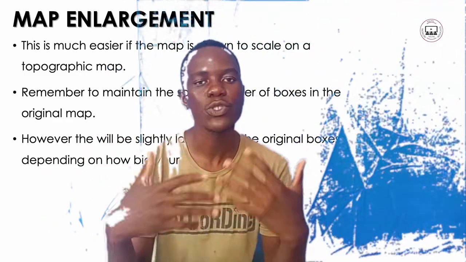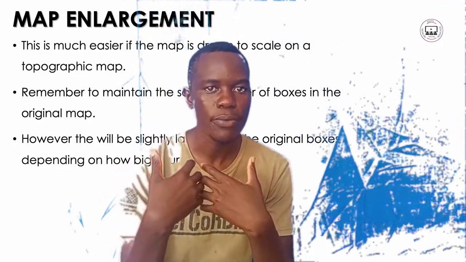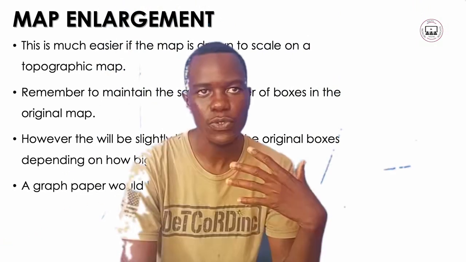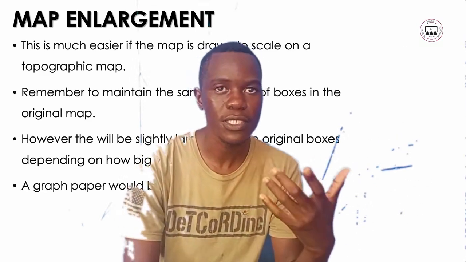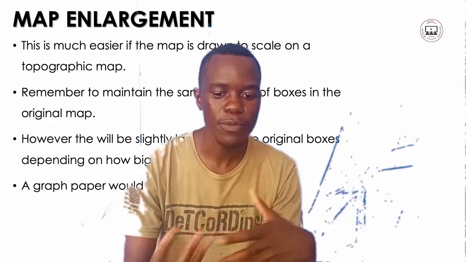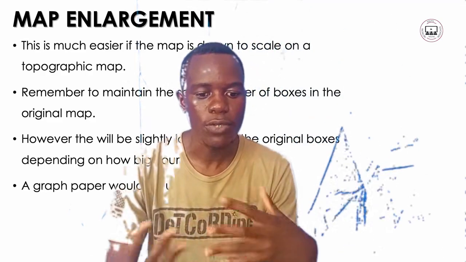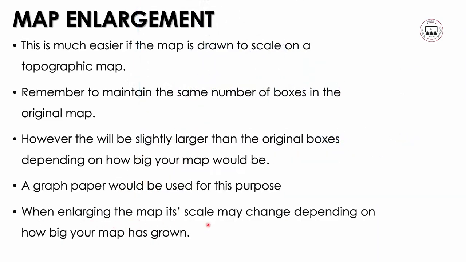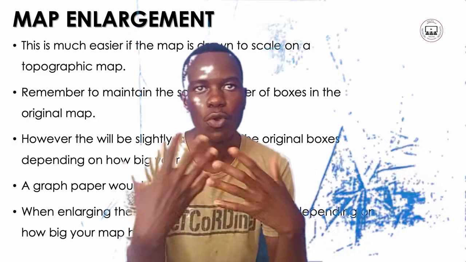And that depends on how you want your map to be when you are enlarging. We can usually use graph paper for this purpose, because graph paper is always presented to a scale. Because of that, it becomes easier for students to enlarge a map because the scale is already provided. When enlarging the map, its scale may change depending on how big your map has grown. So it always depends on how you want your map to be.